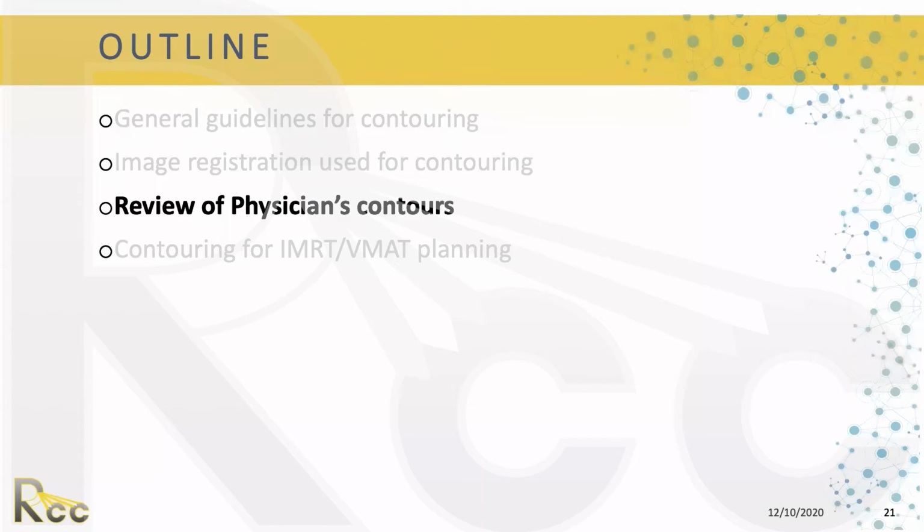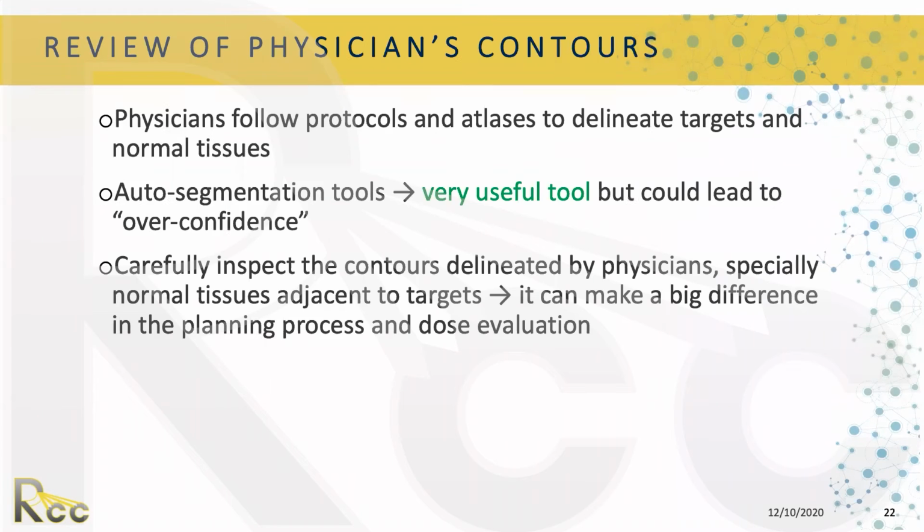And then, of course, the physicians will give you the contours, especially the targets and the most critical ORs. Most of them will follow protocols or atlases to delineate the targets and normal tissues. There are many auto segmentation tools in the market now. Some treatment planning systems have it, and it's a very useful tool. But you need to be careful, because it can lead to overconfidence.